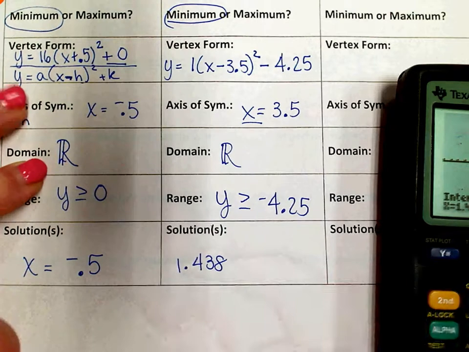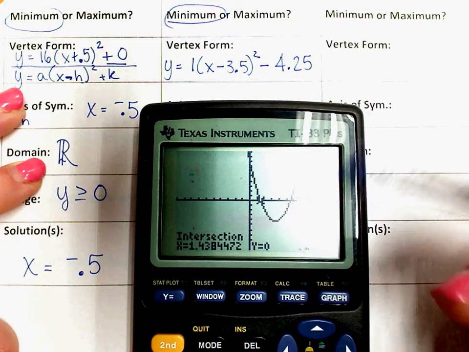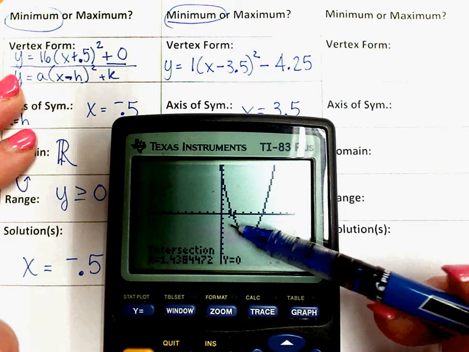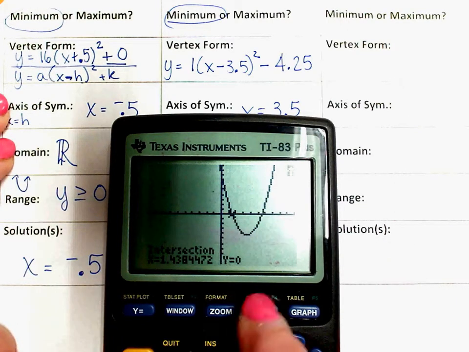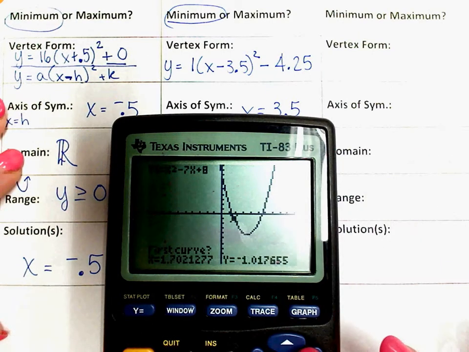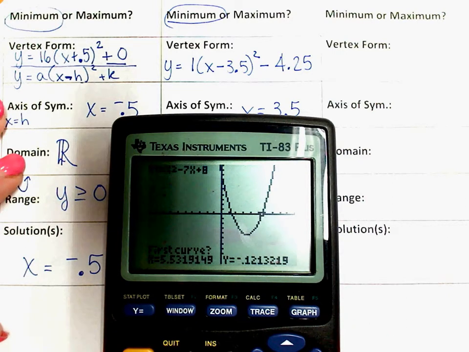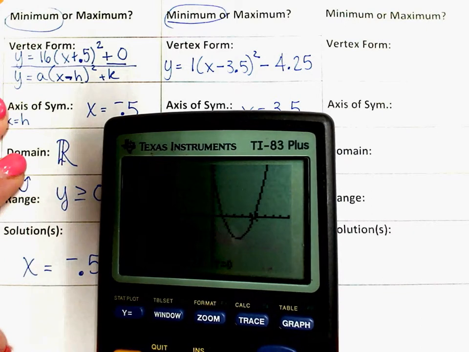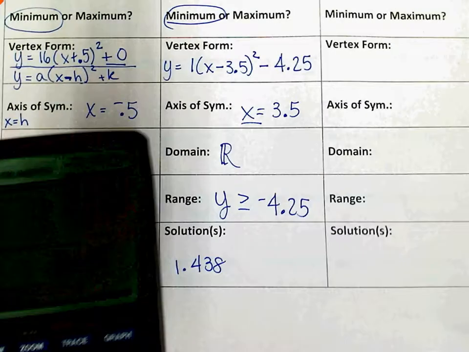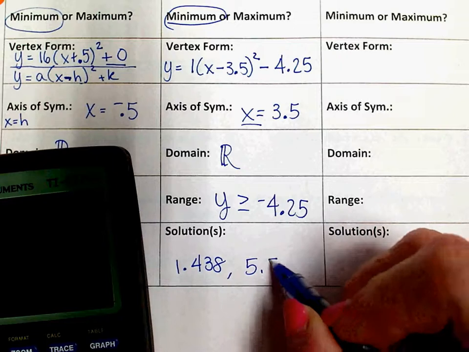And my second solution is going to be over here. And if I don't move my cursor, my calculator is going to tell me this one again. I already know this one. So I'm going to second trace 5. But before I start hitting enter, I'm going to pull this cursor over to the other side so that my calculator knows I want this one now. It doesn't have to be right on it. It just has to be closer to this one than it is to that one. Enter, enter, enter. And my solution is 5.5615, which I would round to 5.562. And those are my answers.